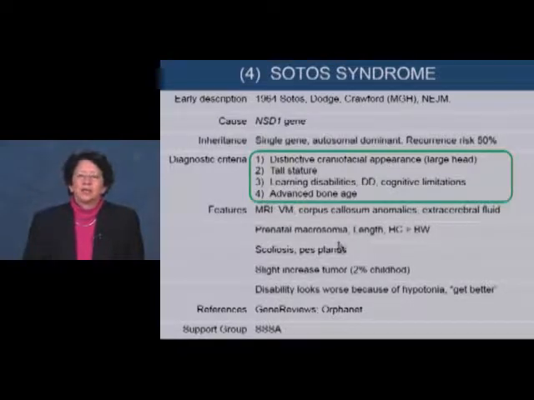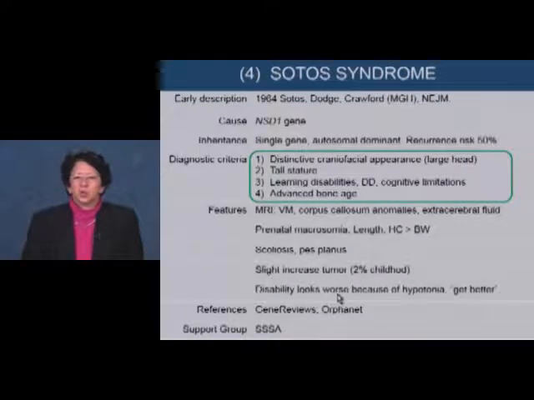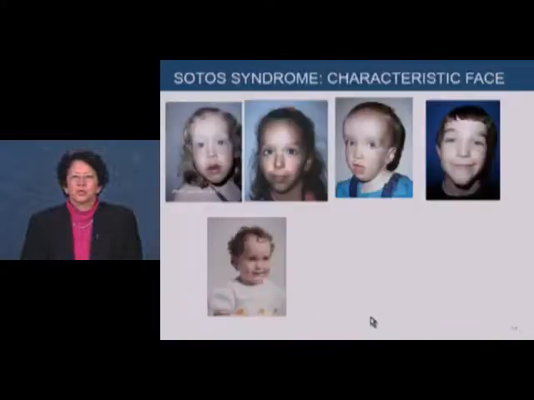The key thing is that they're usually large at birth, and it's the head that is the most distinctive. The macrocephaly is the most distinctive feature. Some nonspecific things: scoliosis, flat feet, a very slight increase in tumors, 1 to 2%. And the disability generally looks worse because of hypotonia, and they tend to get better. A lot of information is available online: GeneReviews, Orphanet, and a very active support group, the Sotos Syndrome Support Association.